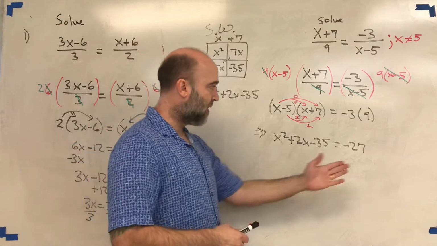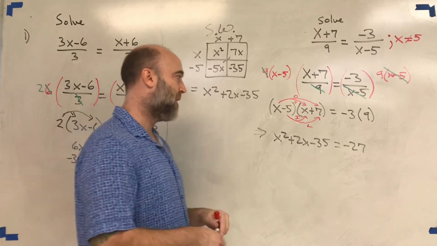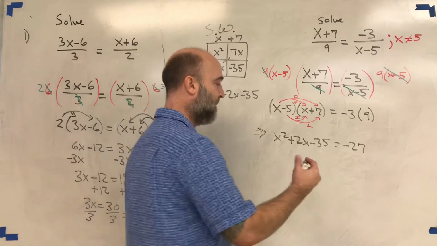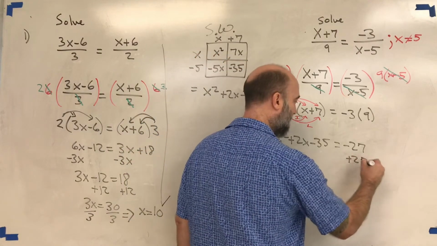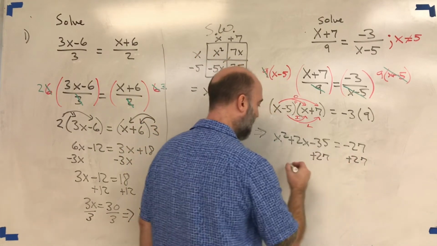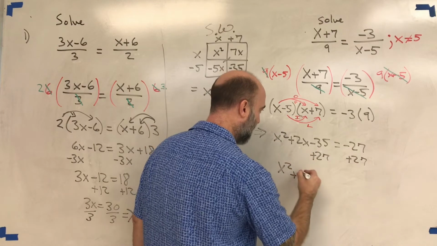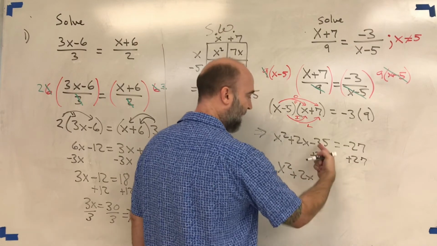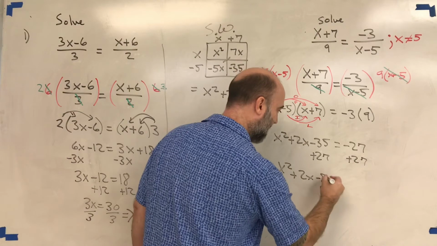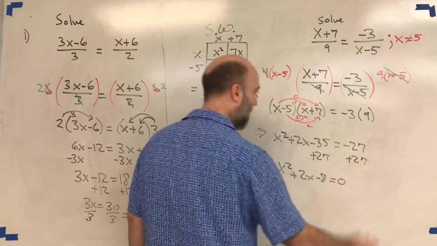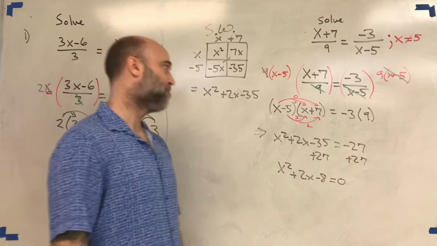So at this time, like we said, we want to move everything over to one side. We're using the zero product property. Plus 27, plus 27. And here's our problem: x squared plus 2x minus 8 equals 0. That's the thing we need.